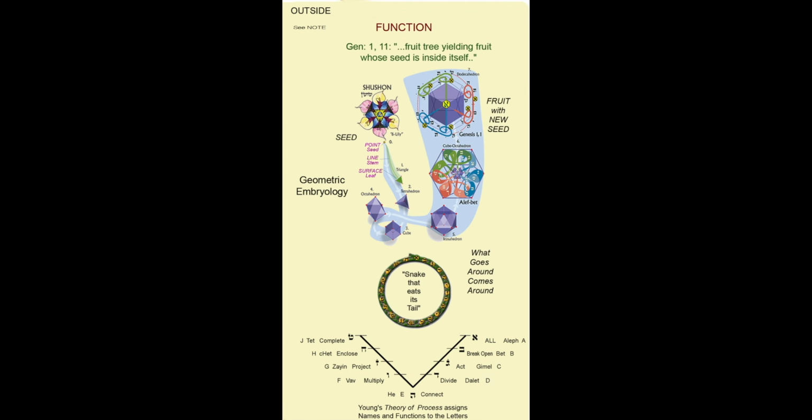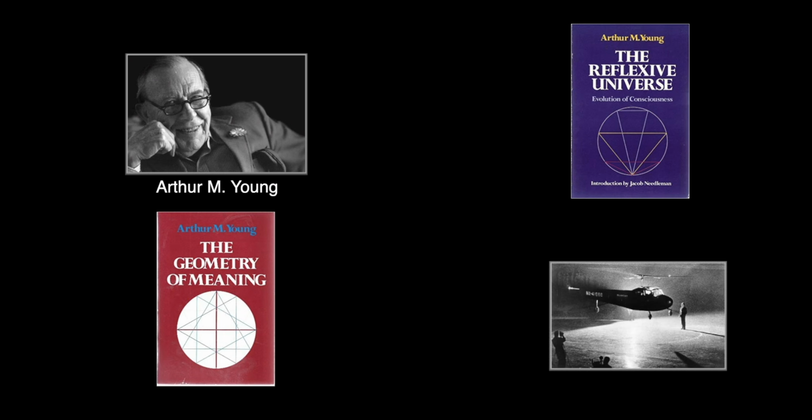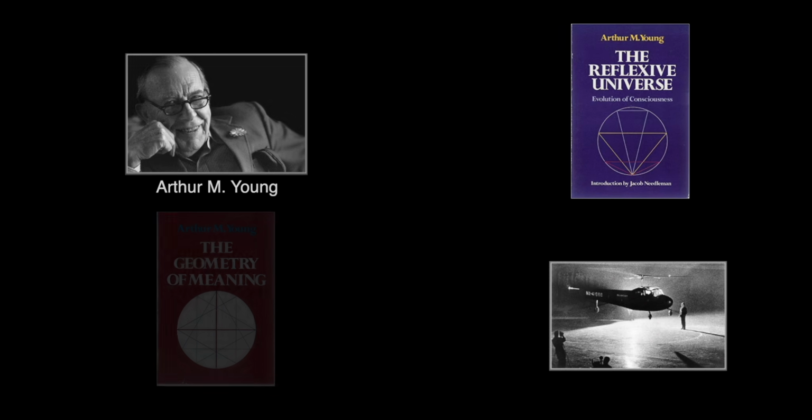And if you start with the outside, and if you're trying to construct an alphabet, the first thing you have to do, if the letters are going to be meaningful, is to decide what meanings you have to represent. What are the primary elements? Now, it turns out that Arthur M. Young, the author of The Reflexive Universe and Geometry of Meaning, who was also the inventor of the rotor assembly for the Bell helicopter, as I recall, ran the Institute for the Study of Consciousness in Berkeley.